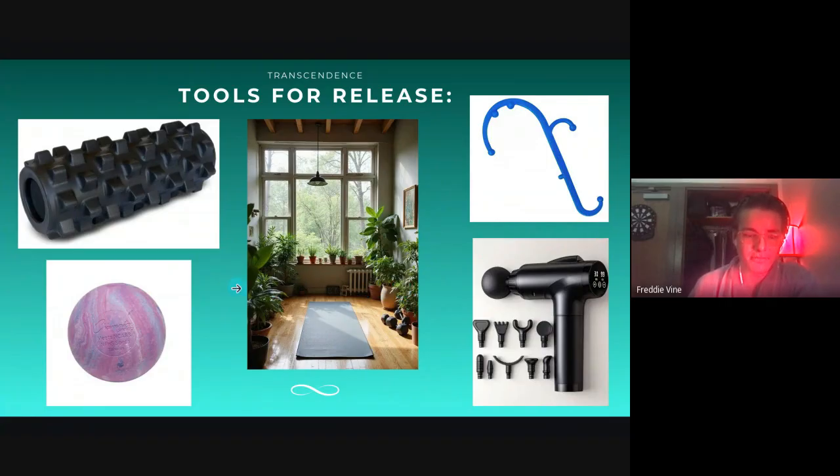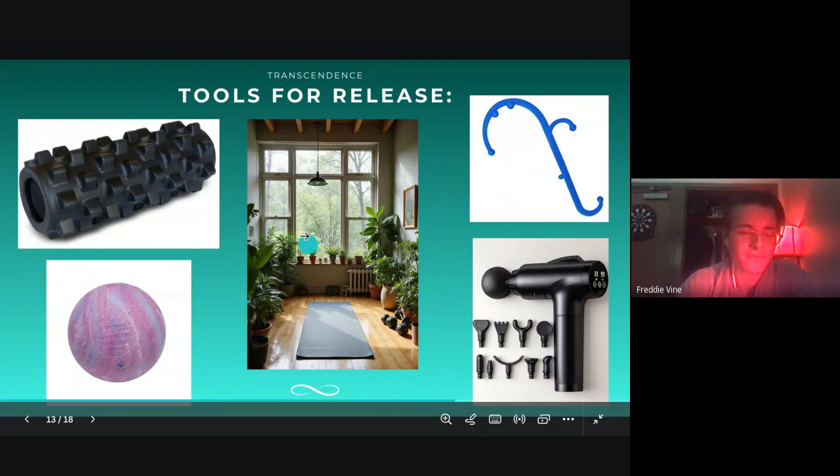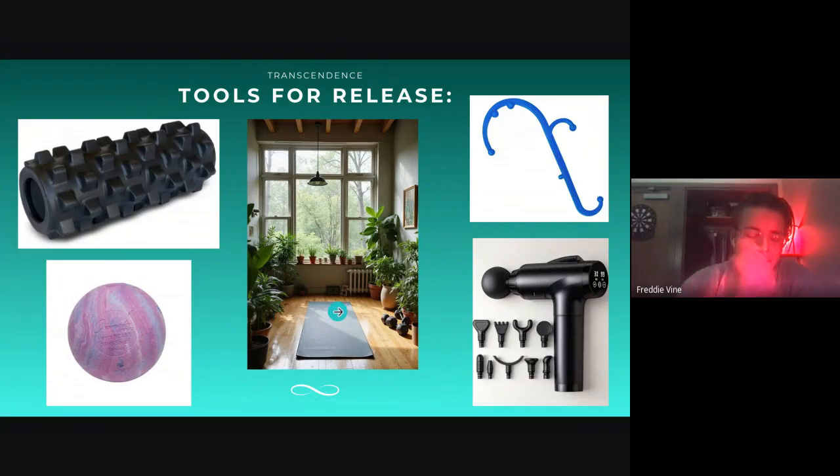So I'll start with the middle picture. This is more of a general principle, not a tool per se, but I recommend everyone having a dedicated space for movement in your house if you can, right? Whether it's getting a nice yoga mat or positioning it with a nice view or getting some plants and stashing all your equipment there, having a dedicated space for movement is really profound for your brain. It's a good way of incentivizing yourself to actually do this stuff because you have this dedicated space for it. At least that's what I've found, right?